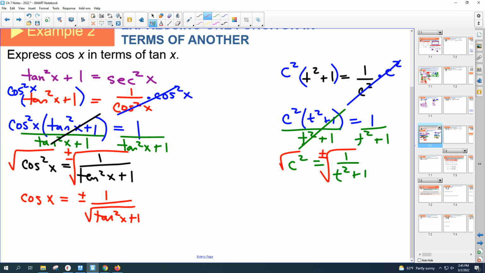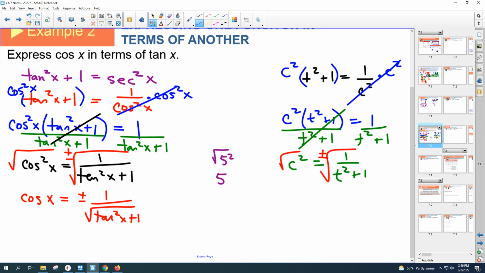And this leads to an algebra confusion. There's something confusing about this algebra. People are like, well, wait a minute. Why did you get to cancel out the squared on the cosine, but not the squared on the tangent? And it has to do with algebra. So let me be clear here. If I did the square root of 5 squared, what's the square root of 5 squared? 5, correct.